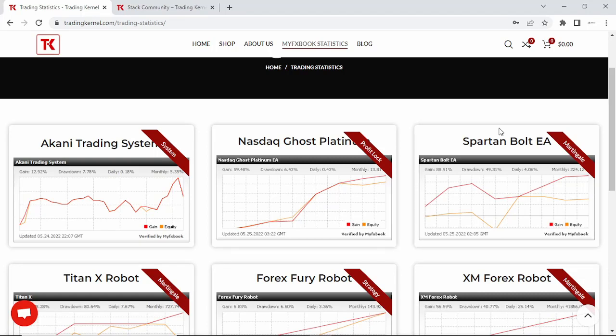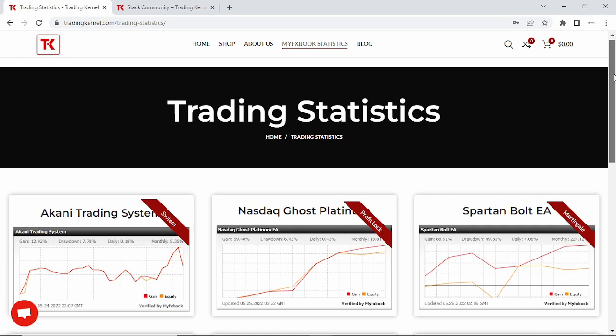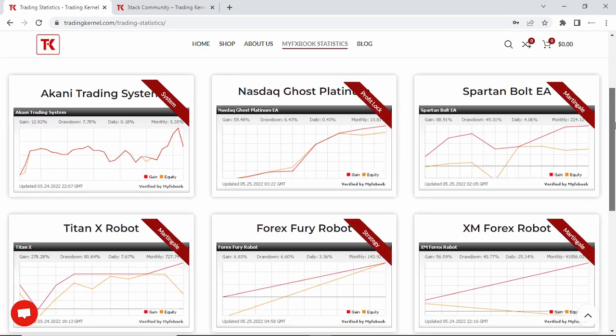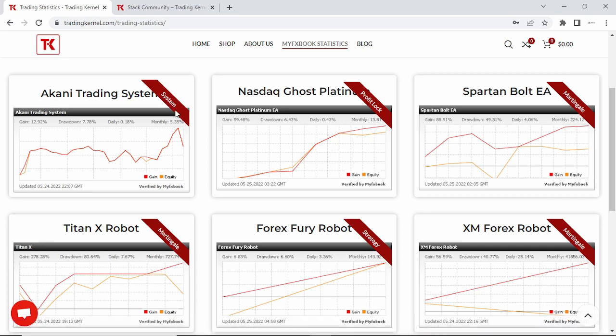This is actually the first series we're going to be having, and in this series we are going to basically be reviewing Forex robots as they trade live in the Forex market. So we have a page here on Trading Kernel Hub, and it's basically showing the trading statistics of some of the Forex robots that we have. All right, these are all MyFxBook widgets, and they basically hold the statistics of the individual Forex robots that we'll be looking at.